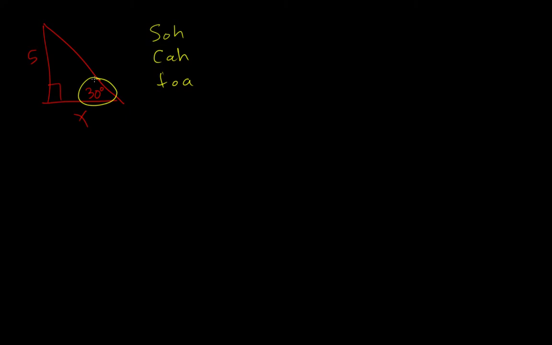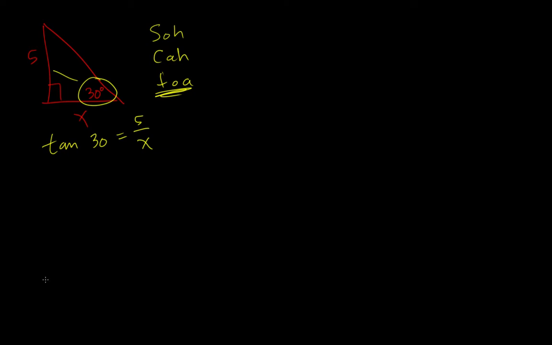and we focus on the angle that we're given, that's not the right angle, and we have the opposite and the adjacent, so it's going to be a TOA. And so we're going to say tangent of 30, you put the angle inside of the trig function, and then the opposite side is 5, and then that's over x.